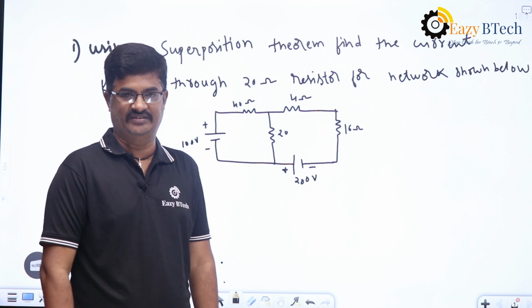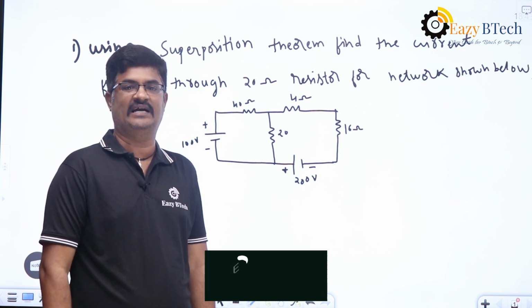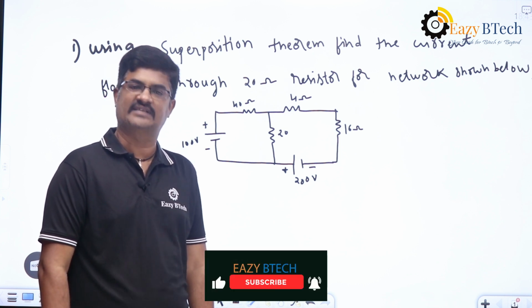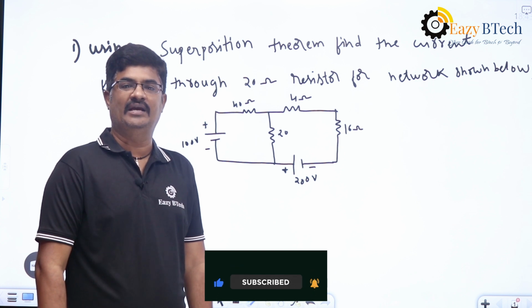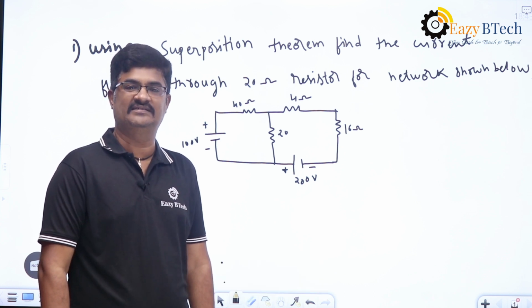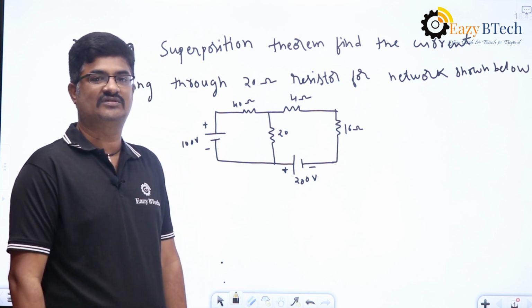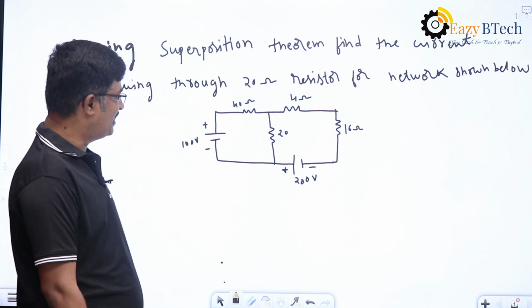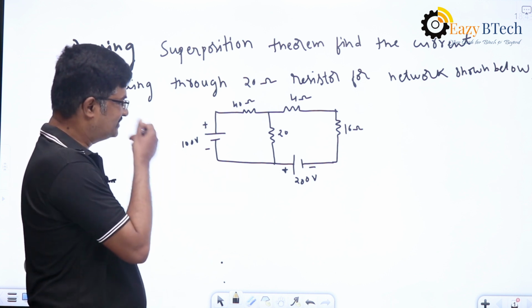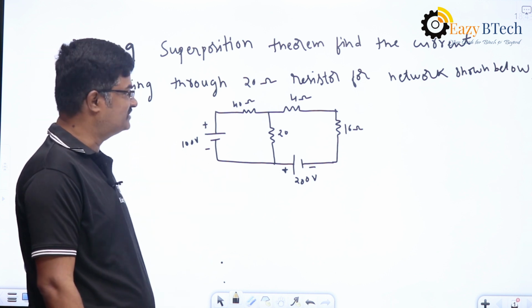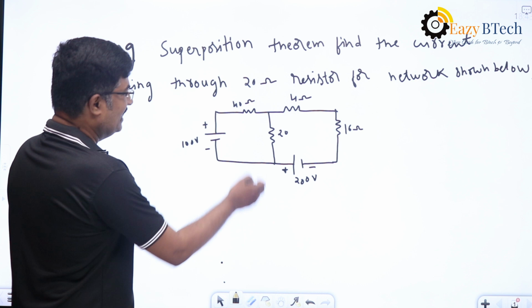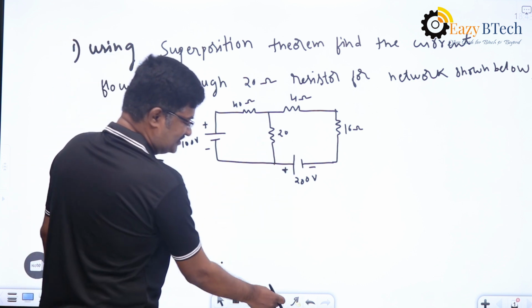According to the superposition theorem, in a linear bilateral network having a number of voltage sources and current sources, the response of any one element is equal to the algebraic sum of the responses acting alone while the other sources are inactive. In this problem, I am having two voltage sources, 100 volts and 200 volts. I have to find the current in the 20 ohm resistor.